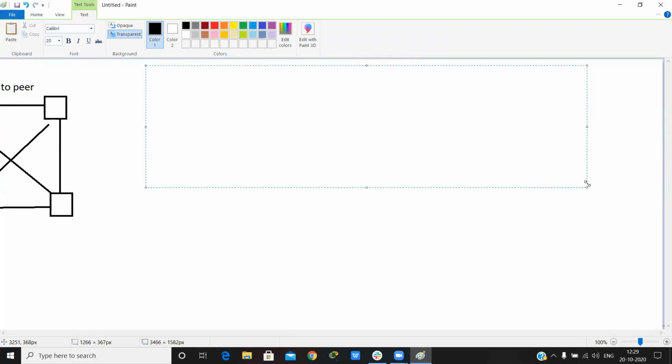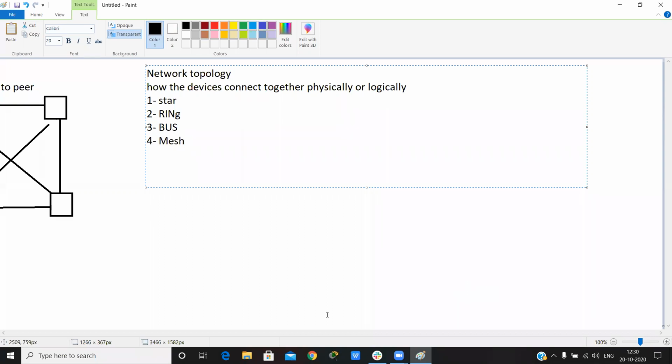So what is network topology? Network topology means how the devices connect together, physically or logically. So first one is star, second one is ring, then bus, and then mesh. Okay, that's about these four topologies.